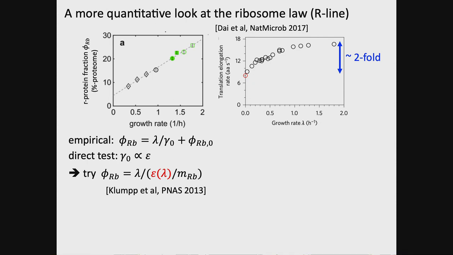that if you measure the translation rate, you actually see a twofold change between the slowest growth rate and the fastest growth rate, okay? That was something first done by Hans Bremer in 1976. So Maaløe had all of this idea, this explanation in terms of what we're saying here, right?